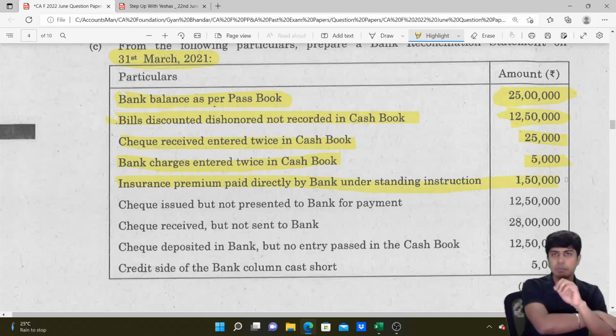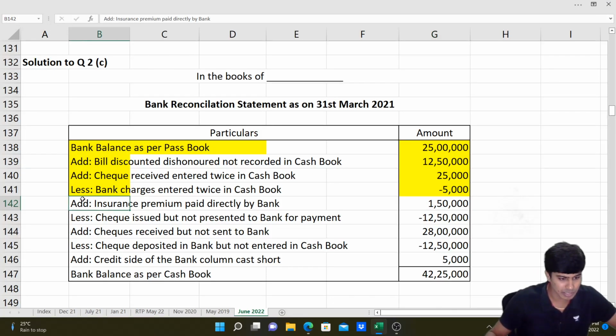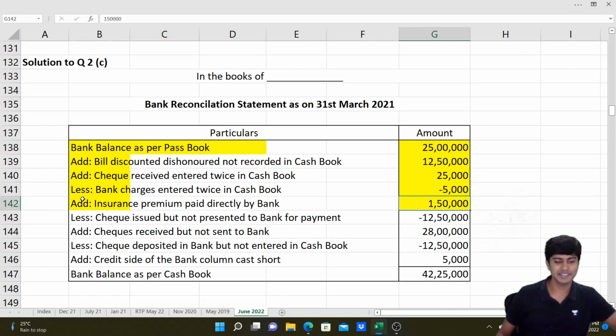So the banker has straight away paid the insurance premium, because of which passbook balance has reduced, but cash book balance has not reduced. We are making changes in passbook. So this 1,50,000 is added. Got that?